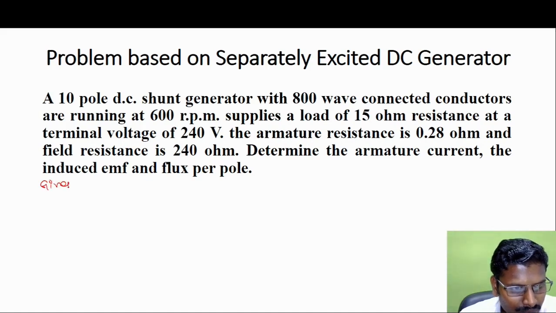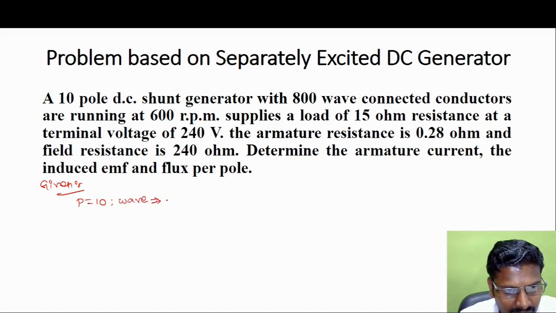Given: P is equal to 10, number of poles equal to 10, and wave connected. If it is wave connected, then the number of parallel paths A is equal to 2 always. This needs to be carefully noted here, right? Next, Z, the number of armature conductors, is 800, and the speed is 600 rpm.